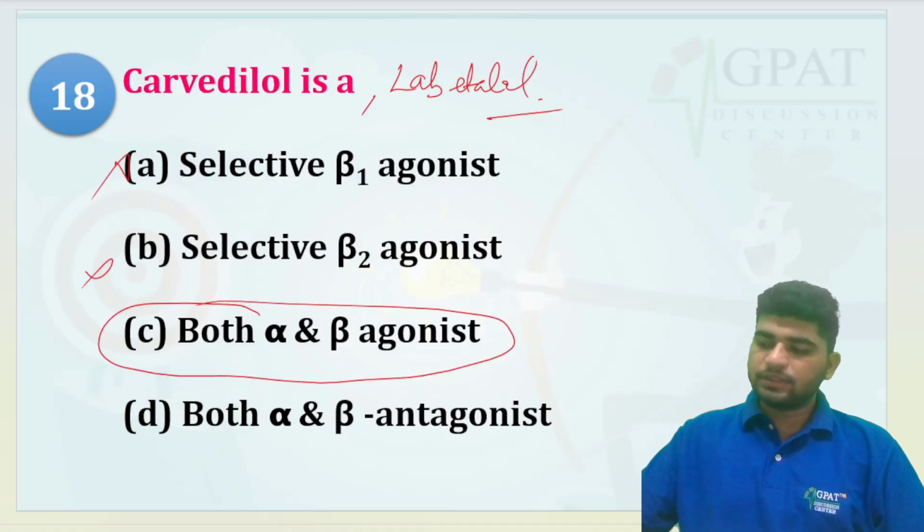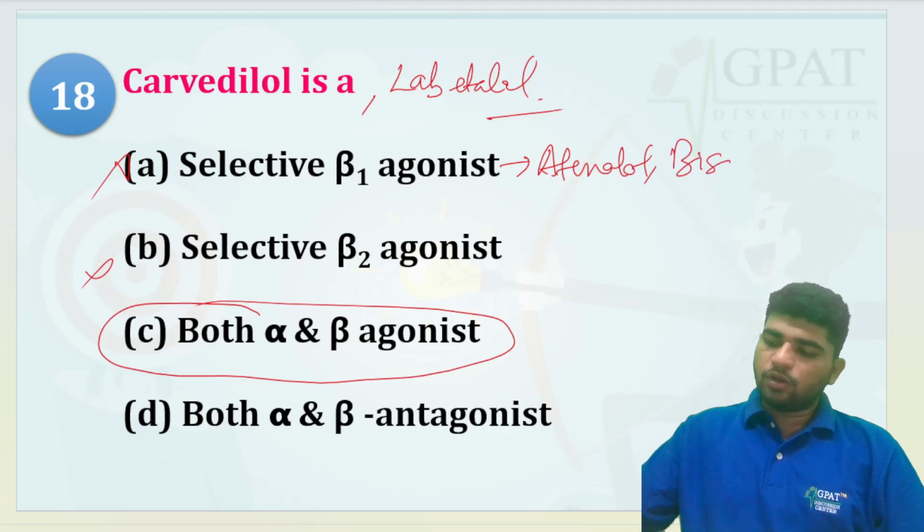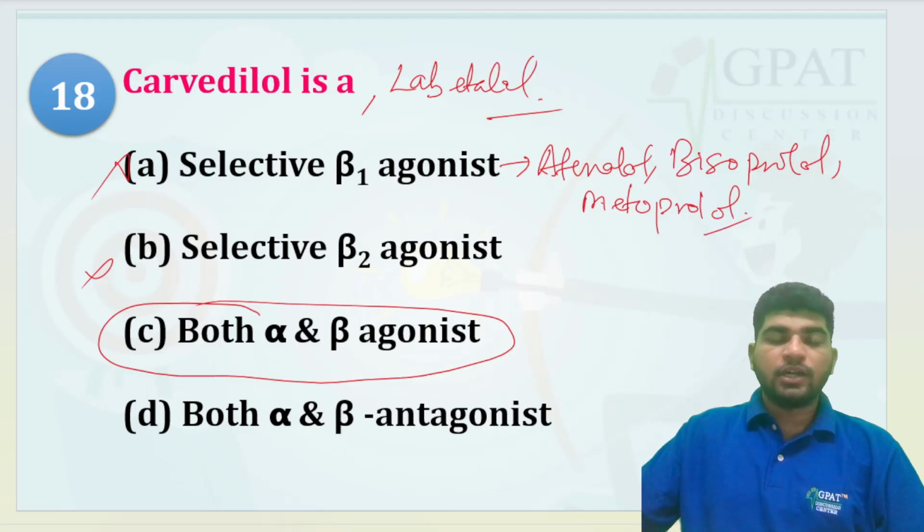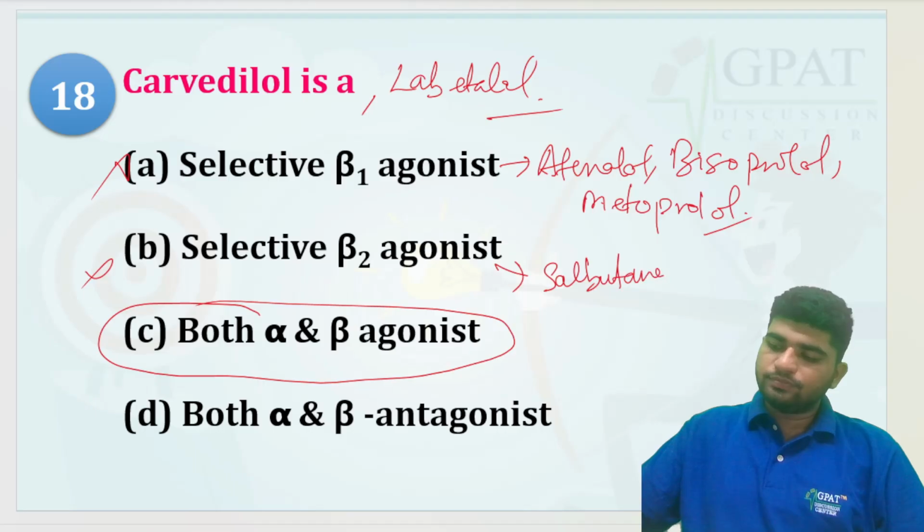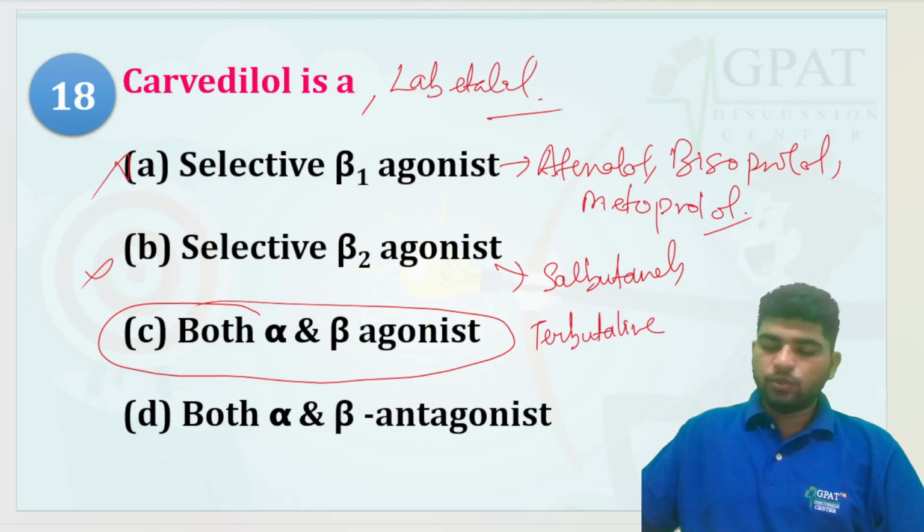Selective beta 1 agents are just like your atenolol, bisoprolol, or metoprolol. These kinds of drugs are your cardioselective, second generation beta 1 blockers. Selective beta 2 agonists are salbutamol and terbutaline. These kinds of drugs are your selective beta 2 agonists.